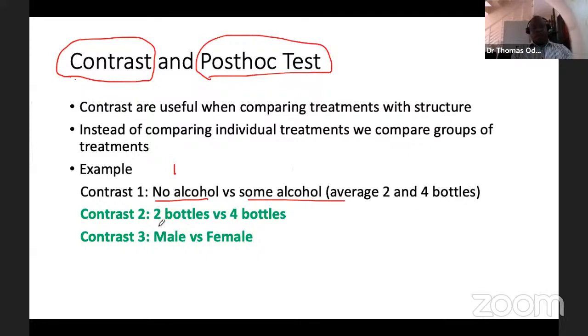And then we can also have 2 bottles of alcohol versus 4 bottles of alcohol. And then we can have male versus female. Now, for each main effect, the number of independent contrasts that you can run is equal to the degrees of freedom for the treatment. So if I have 5 treatments, I can run 4 independent contrasts. In statistics, they call it orthogonal contrasts. Orthogonal contrasts are contrasts that present totally different, independent information on the comparison that you want to have.